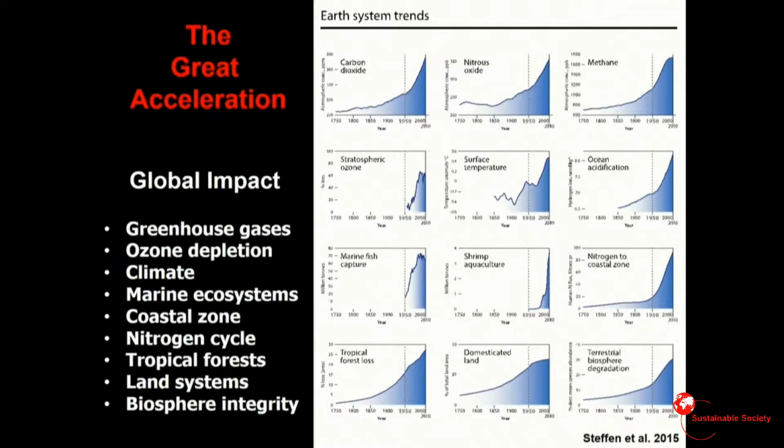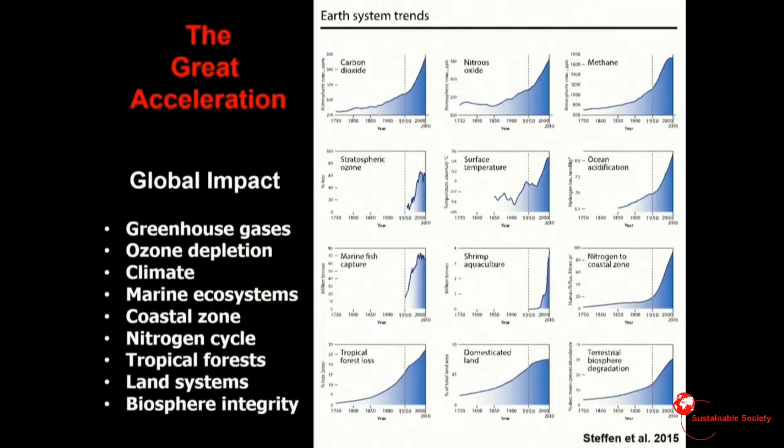You can see some indicators for how the ocean is changing, some indicators for how the land is changing, some indicators for the coastal zone, and so on. But we wanted to see, can we see any influence of this massive explosion of human activity in the Earth system? And the answer is yes.